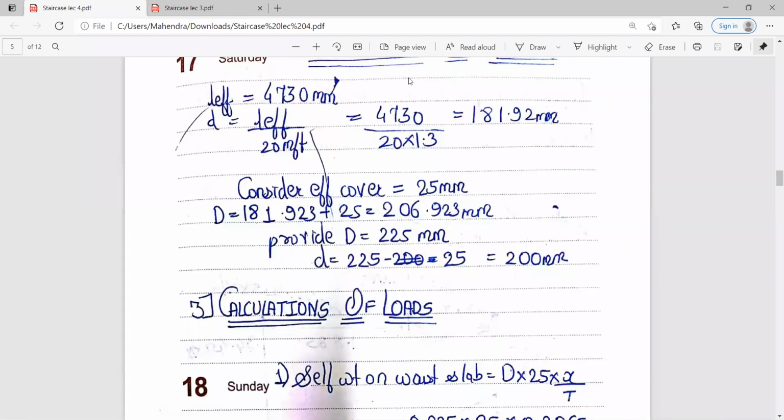Then you are going to assume the cover. Effective cover you will take 25 mm. D will be 181.92 plus 25, that will be 206.923. Then after rounding off, provide D, that is 225 mm. And the effective depth, that is small d, is 225 minus 25, that will be 200 mm. So in this way, you have done the calculation for the depth.